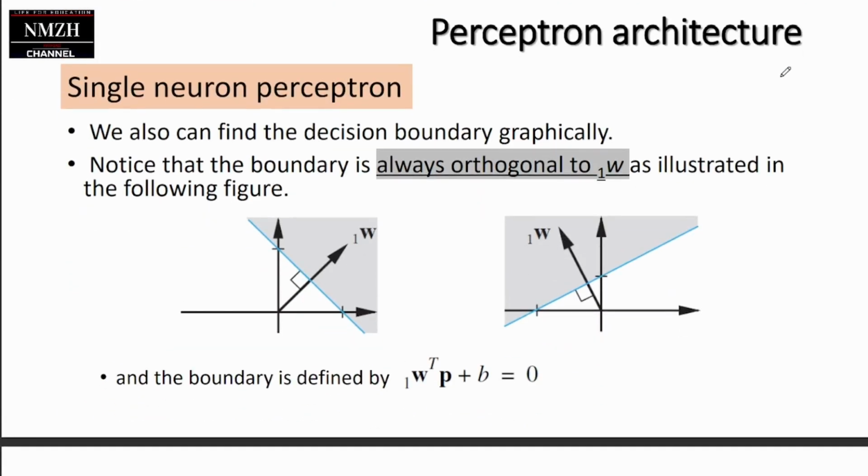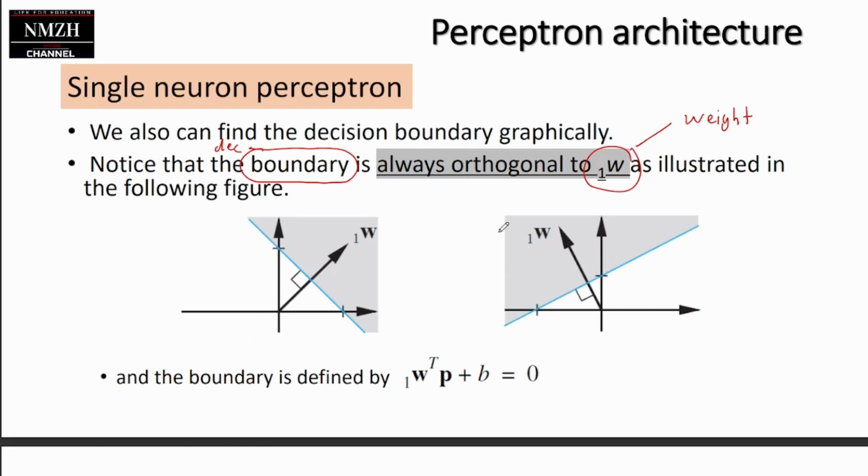Alright. So we can also find the decision boundary graphically. Okay, this is another way. Remember, this is the simulation to find the boundary graphically. So notice that, read the sentence carefully: the decision boundary is always orthogonal to W. Okay, so what is W? This is the weight, guys. Remember, always orthogonal. So meaning the blue line is always orthogonal to the weight.